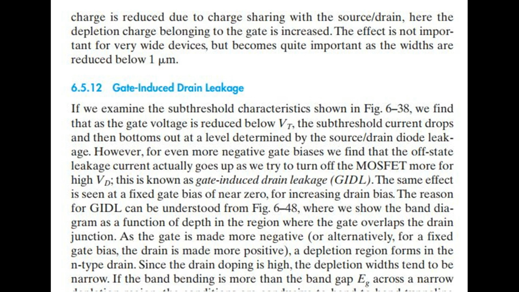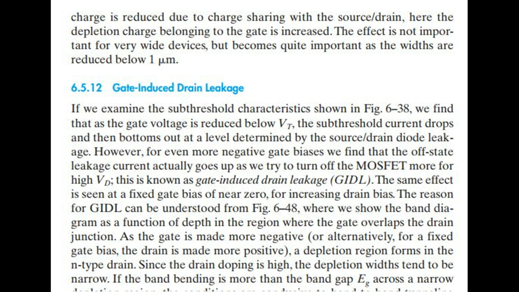Gate-induced drain leakage. If we examine the sub-threshold characteristics shown in Fig. 6.38, we find that as the gate voltage is reduced below threshold voltage, the sub-threshold current drops and then bottoms out at a level determined by the source/drain diode leakage. However, for even more negative gate biases we find that the off-state leakage current actually goes up as we try to turn off the transistor more for high drain voltage. This is known as gate-induced drain leakage, GIDL. The same effect is seen at a fixed gate bias of near zero, for increasing drain bias.